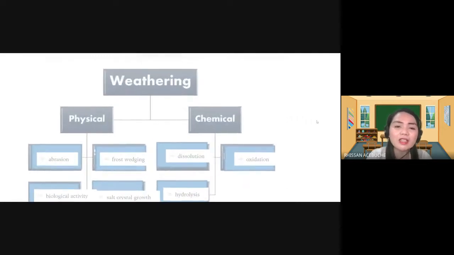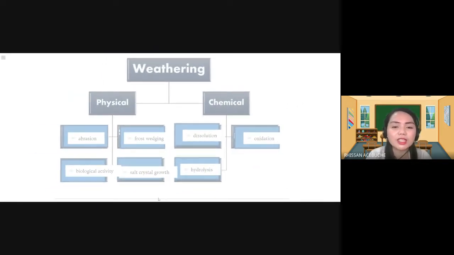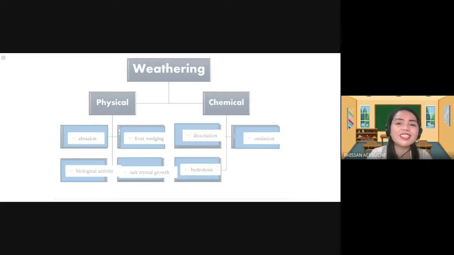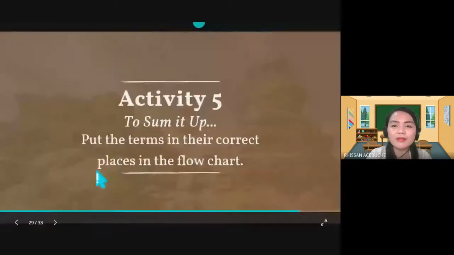Now, who can explain to us this flowchart here? Anyone? Yes, Camposano. So weathering has two processes, physical and chemical. In physical, it only changes the physical appearance of the rock. So we have abrasion, frost wedging, biological activity, and salt crystal growth. While in chemical, it changes the chemical composition of the rocks, and we have dissolution, hydrolysis, and oxidation. Very good. And that is the summary of everything that we've discussed today.